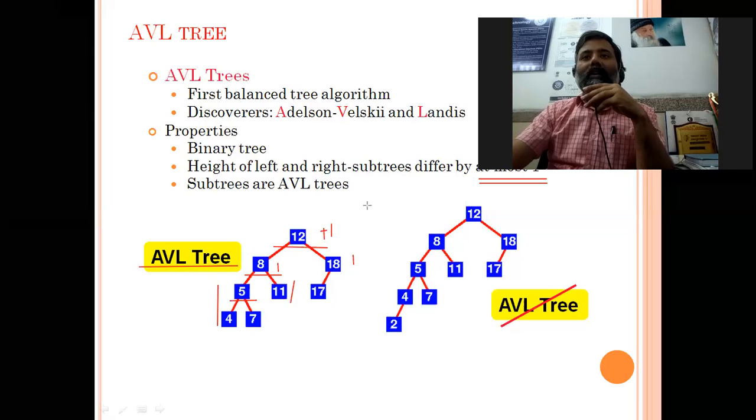Now see this example. Here at node 12, the height of the left subtree is 4 and the height of the right subtree is 2. So the difference becomes plus 2. So the property that the difference should be at most 1 is not satisfied here. That's why it is not an AVL tree.